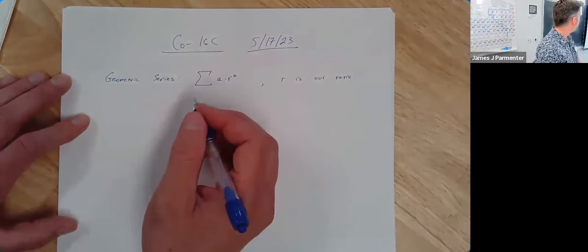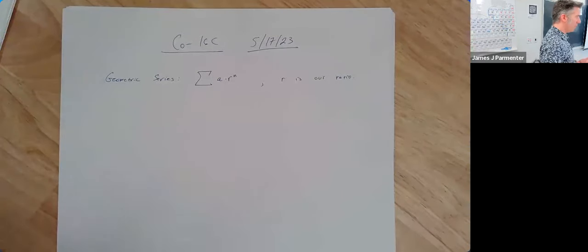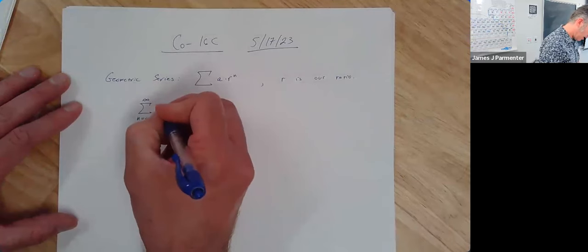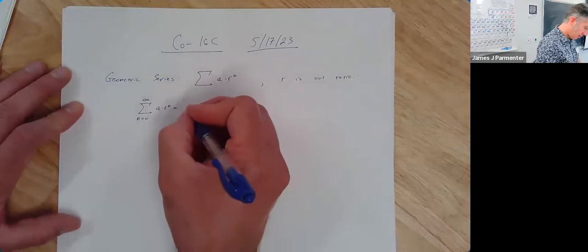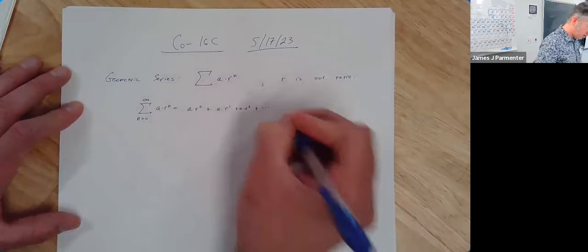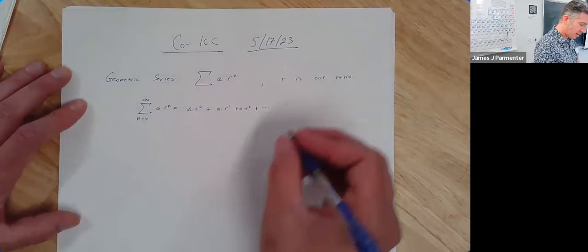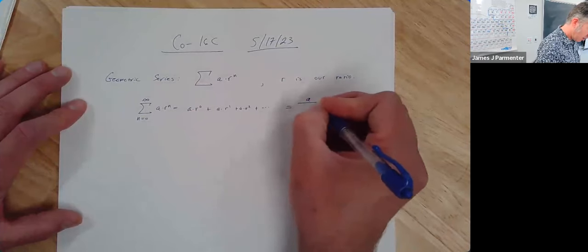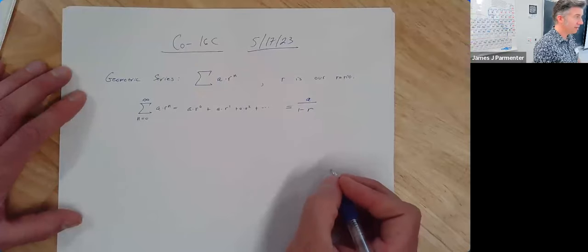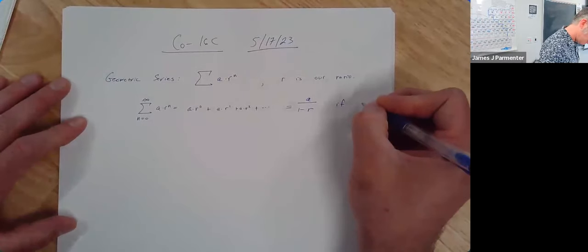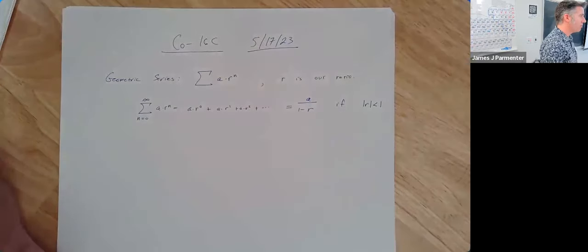So if we write this out, and you can start really anywhere, we often start at 0 or 1. If we write the sum from n equals 0 to infinity of a times r to the n, that's just going to be a times r to the 0 plus a times r to the 1 plus a times r squared, and so on and so on and so on. And this is going to converge to the first term, which is a over 1 minus the ratio, if, well, it has to be true. The ratio has to be between negative 1 and 1, or the absolute value of the ratio has to be less than 1.